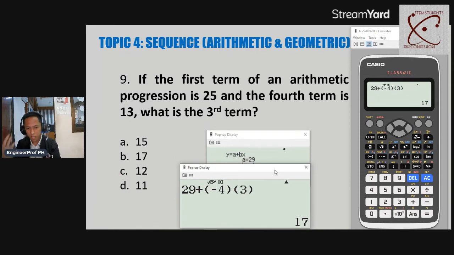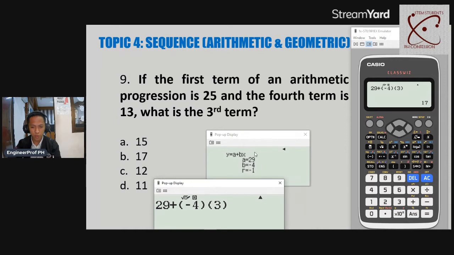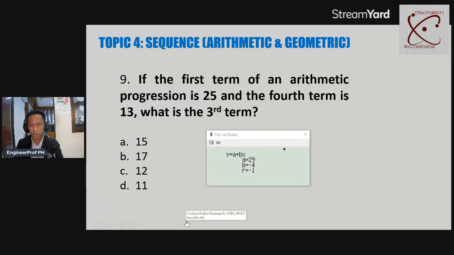So, basically, the calculator technique and trick here is bibigyan kanya ng general equation. And using the general equation, you will just substitute the value for A, ayan, nakalagay na, for B, and of course, for X, yung nasa problem. What is the third term? So, 3 yon. So, 29 plus -4 times 3, that is 70. So, the answer for this problem is 70.